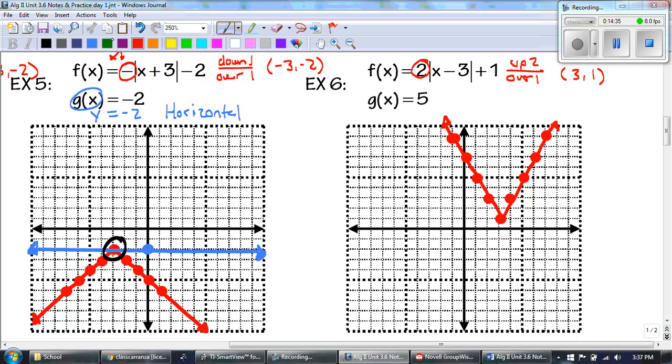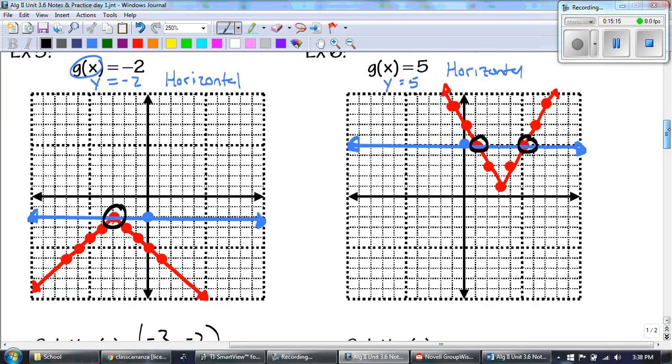And then once again, look at that second one. G of x equals 5. They're saying, hey, y equals 5, horizontal line. So at 5, boom, there's my point. And then I'm going to draw a horizontal line through that point. And then once we've done that, you can see that it intersects twice at 1, 5 and at 5, 5.